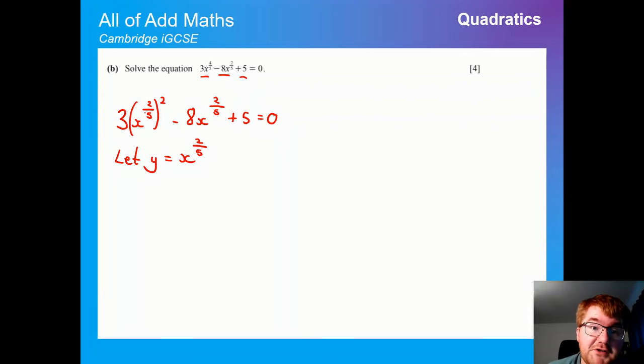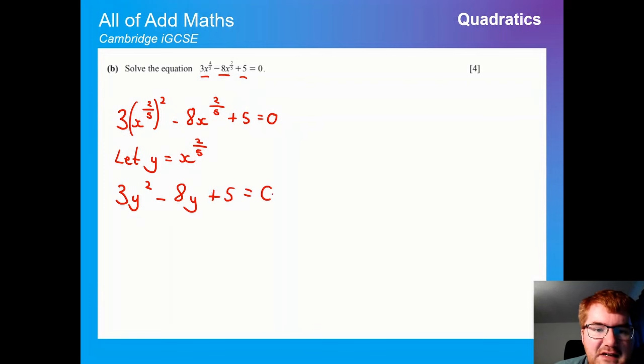Well, if we substitute it in, 3 stays the same. Remember, this thing in the bracket here is equal to y, so we get y squared. Very nice. Then we get minus 8y plus 5 is equal to 0. And by using this substitution, which is a really crucial technique at Add Maths, also at A-level and IB, we get a quadratic that we can solve.